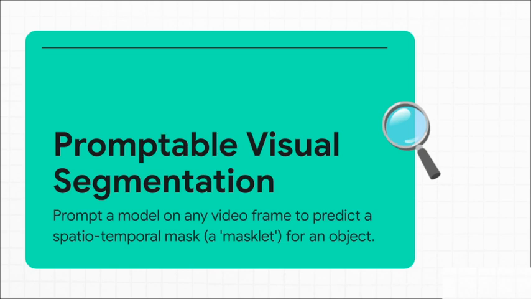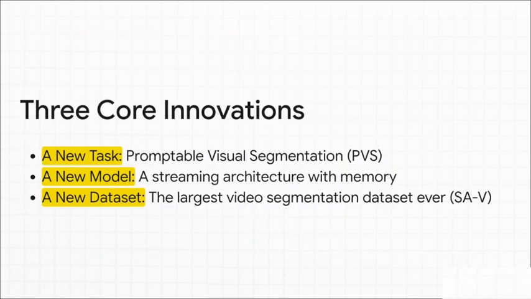You should be able to click on any frame in a video, point to an object, and the model should then be able to track and predict its location across the entire video. That complete video mask, the object's path through time and space, is what they've dubbed a masklet. The success of this whole project really comes down to three huge innovations. First, this new task, PVS, that we just talked about. Second, a brand new model, SAM-2, with this really unique memory-based architecture. And third, a massive, and I mean massive, new dataset called SAV to teach it. So let's break all of these down, starting with the model itself.